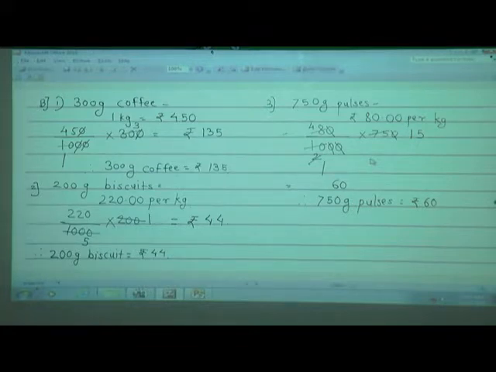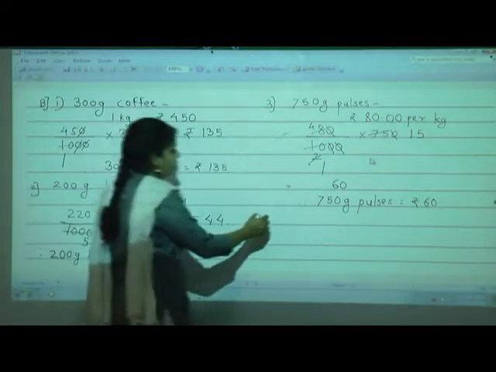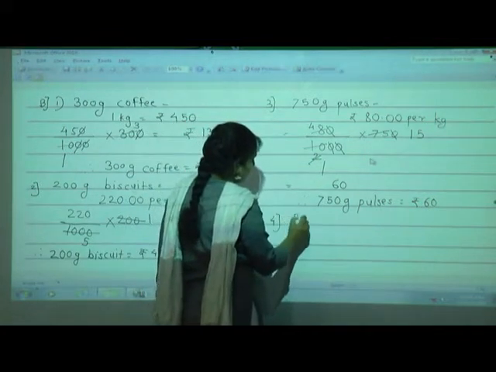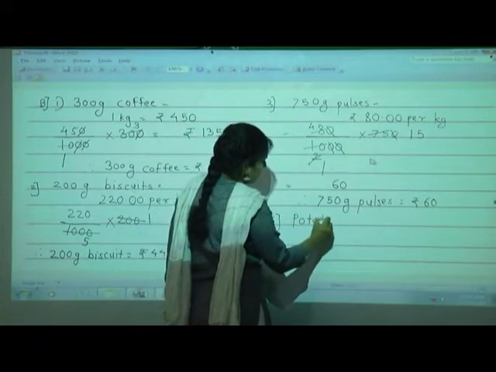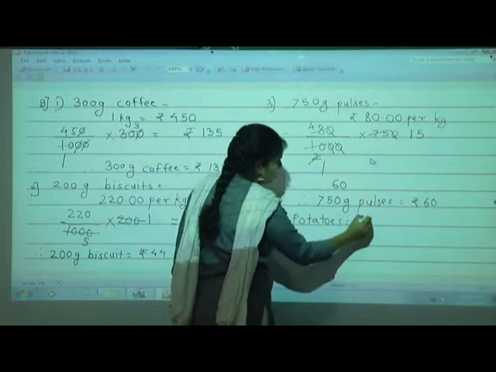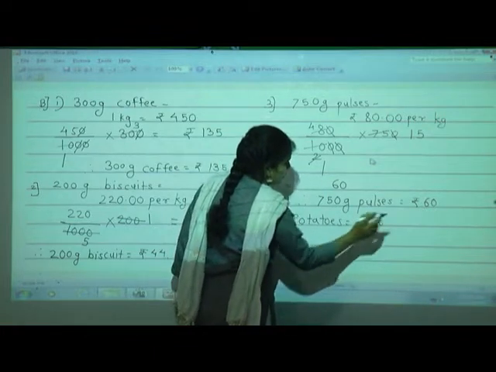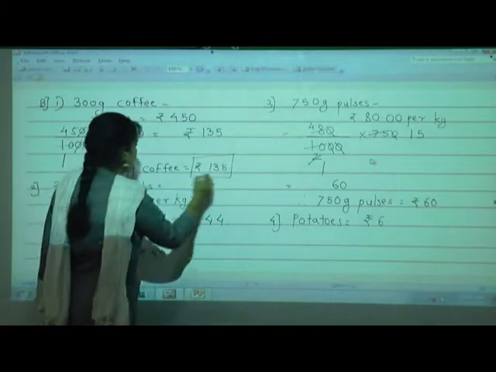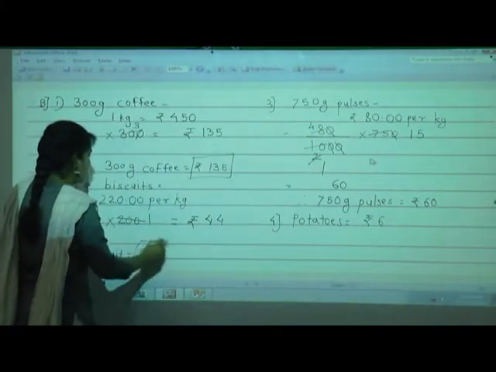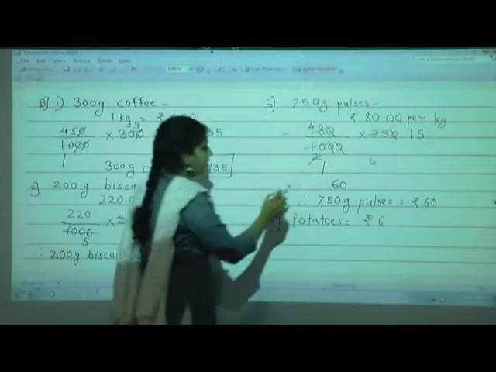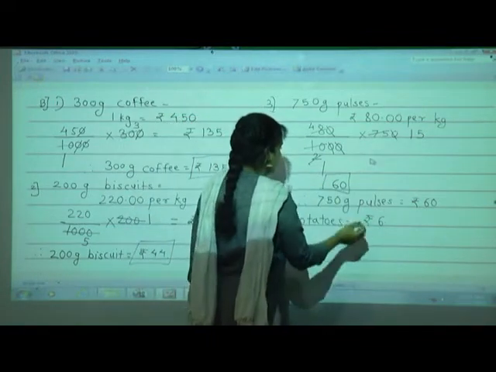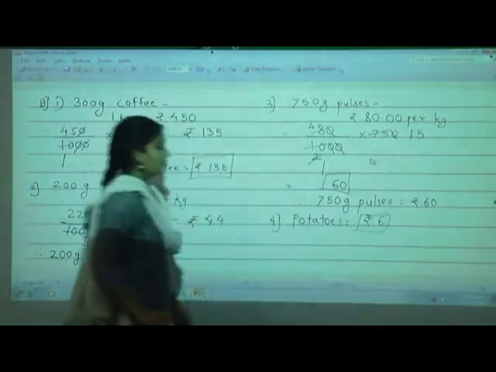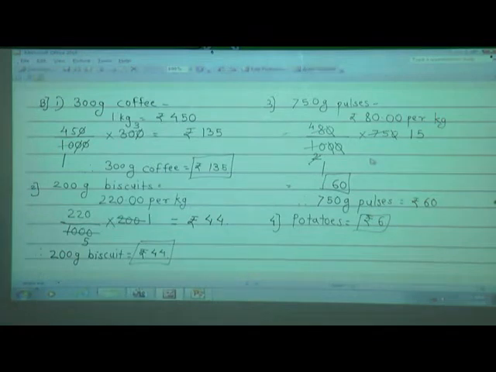So in that the price of potatoes is already rupees 6 per kg, and we want also the 1 kg price. So potatoes rupees 6. Now these answers, just fill them in the list. Okay, so we will add it.